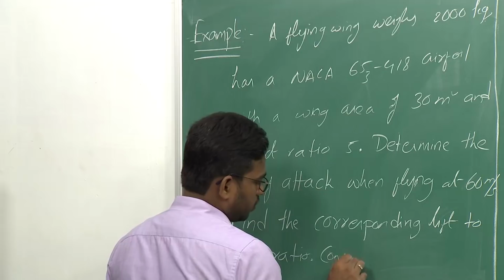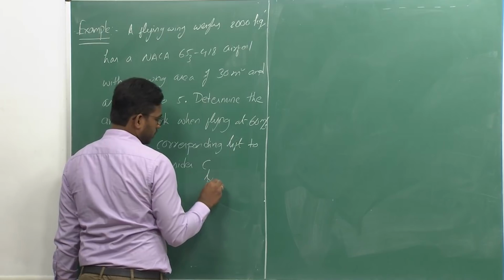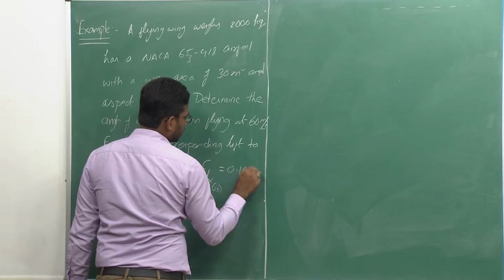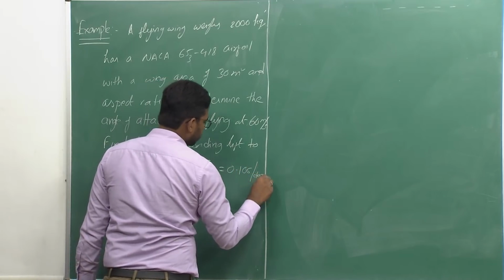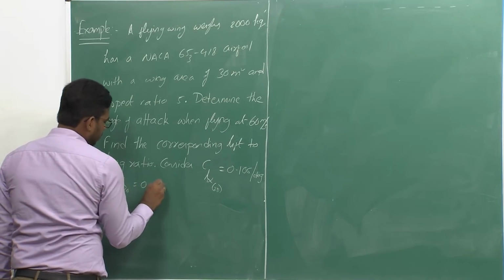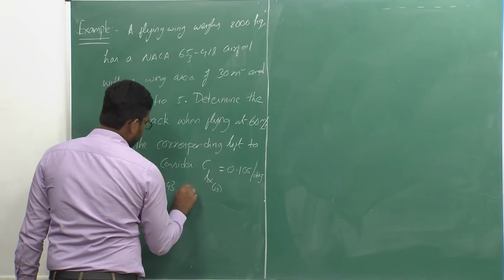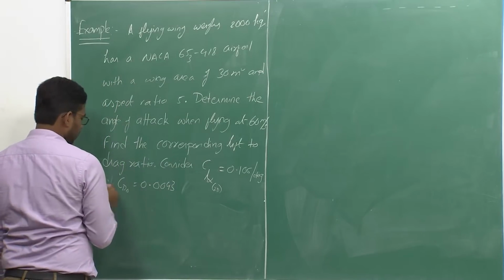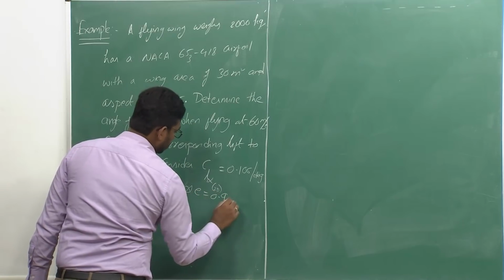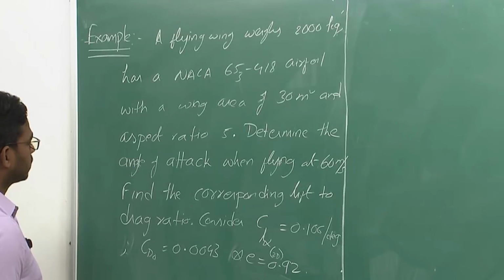Consider CL alpha of the 2D airfoil as 0.106 per degree, and CD naught is 0.000043, and E is 0.996. So, consider E as 0.92, okay, 0.96 is too high. So, this is the data that is given.